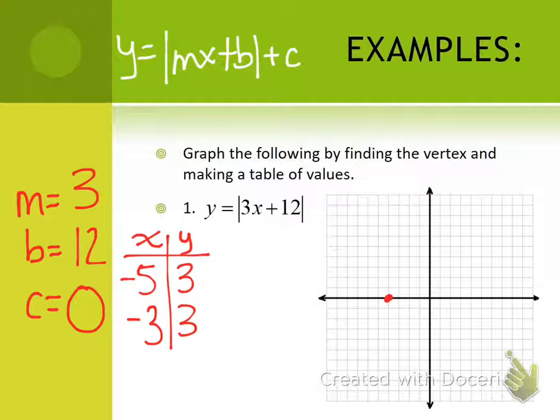So remember, I still have my vertex. That was already plotted. Now I'm going to find the points -5, 3 and -3, 3. So for -5, 3, I'm going left 5 and then up 3, putting a point. It would help if I turned a pen on. Alright, and then for -3, 3, I go left 3, up 3, and put another point. And then I can graph that.